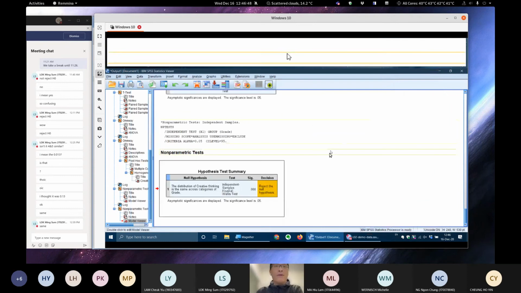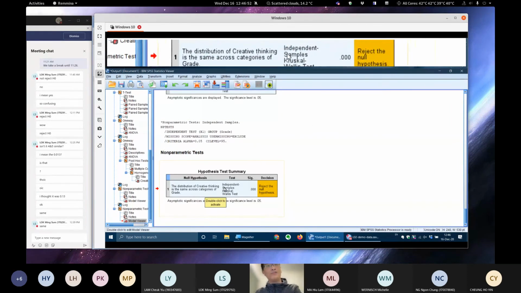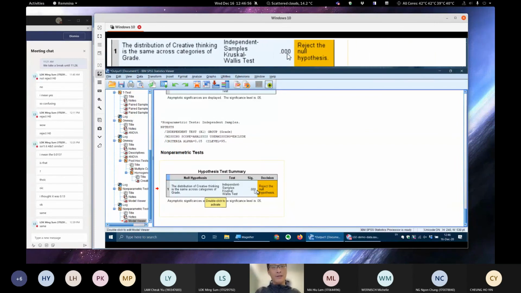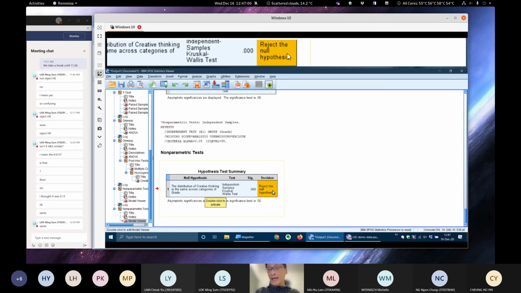Now, again, when you report this, you have to tell the hypothesis and you have to tell what test you are using. Then you write down the p-value and write down the conclusion. And in this case, you also need to show the pairwise comparison results.